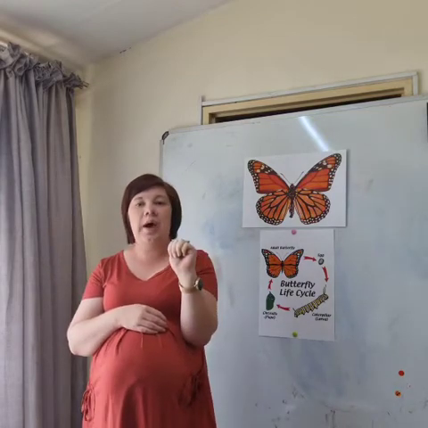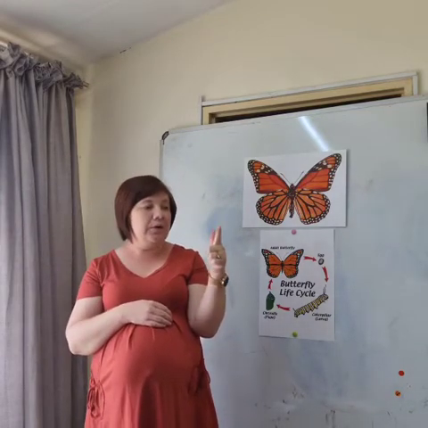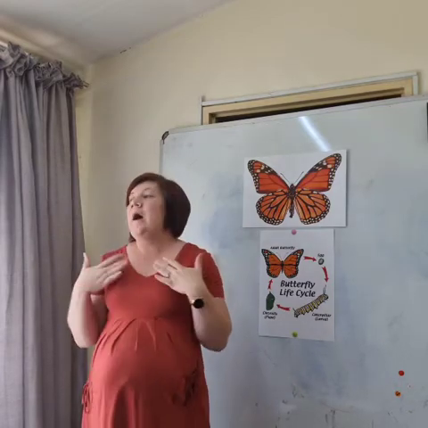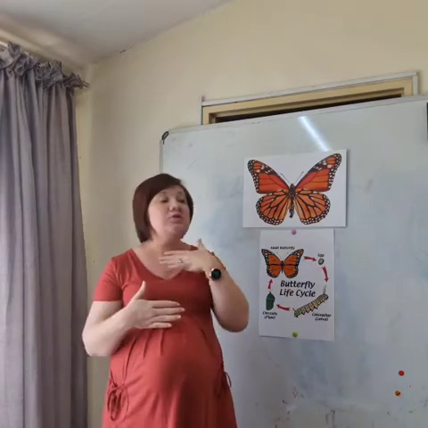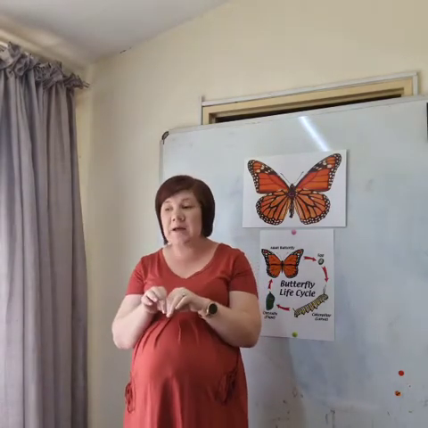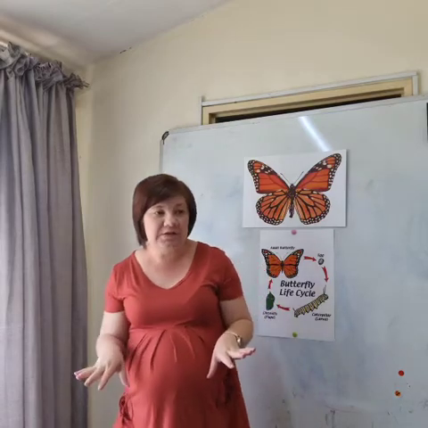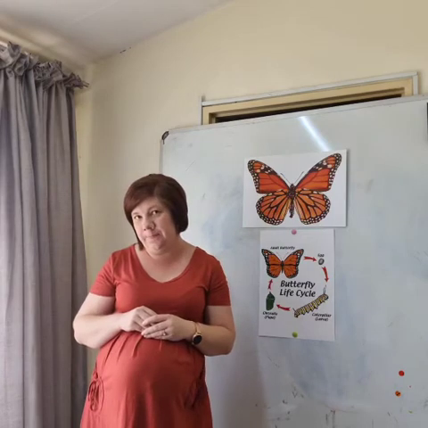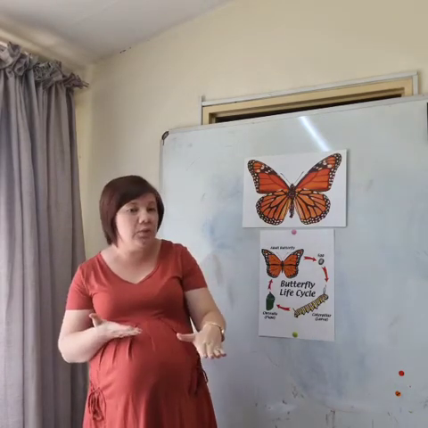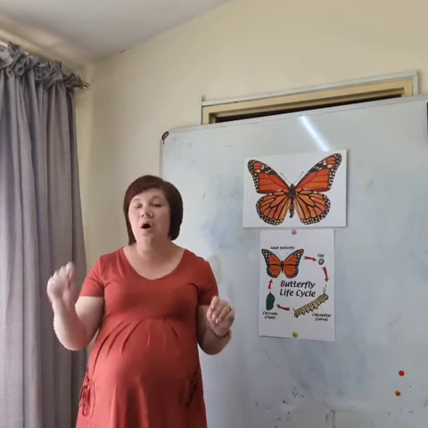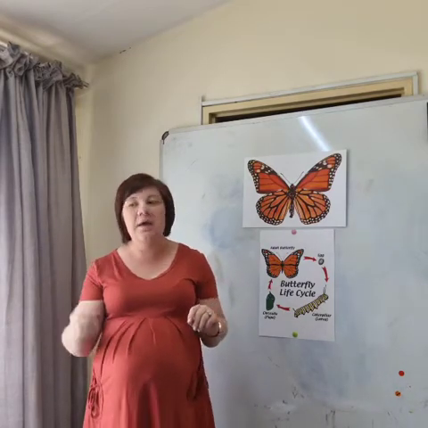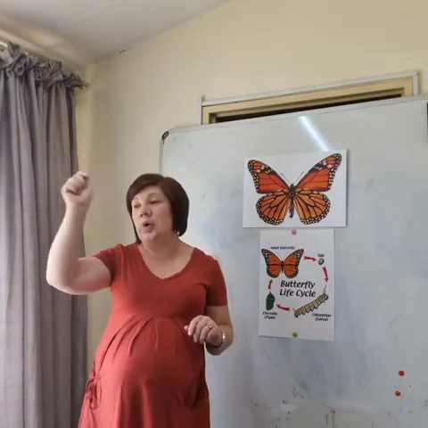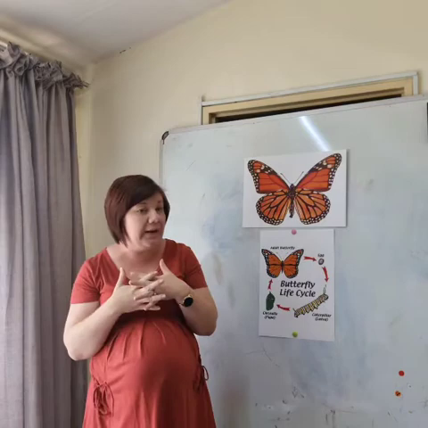On the cards, you have the words egg, cocoon, caterpillar, and butterfly. Now what we're going to do, I'm going to read the story again. But this time, I'm not going to show you the pictures, and I'm going to leave out some important words. Once I leave out the word, I want you to take the card with the word that I left out, and I want you to raise it into the air and show me what is the word that I left out.